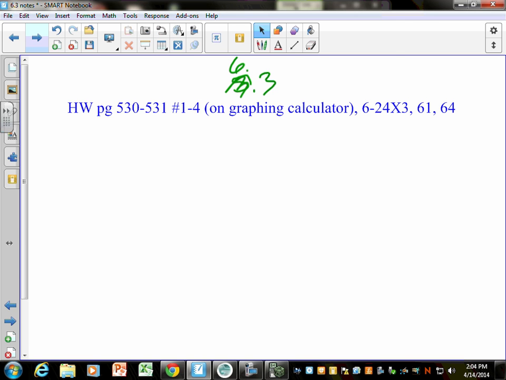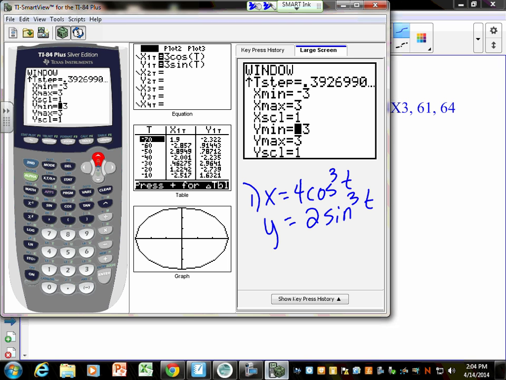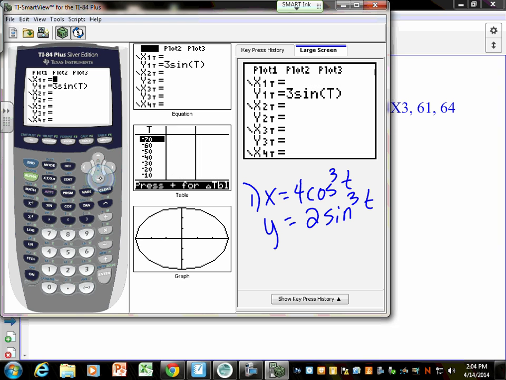All right, can I go back to the calculator part? I just want to point out that it's really important that you type this correctly, because number 1 says x equals 4 cosine cubed t, and y equals 2 sine cubed t. Remember, when you cube a trig function, you're cubing the whole thing, not just the t value. I should let you just type it in wrong so you can see the crazy graphs that you get, but I'm trying to save you some time here.